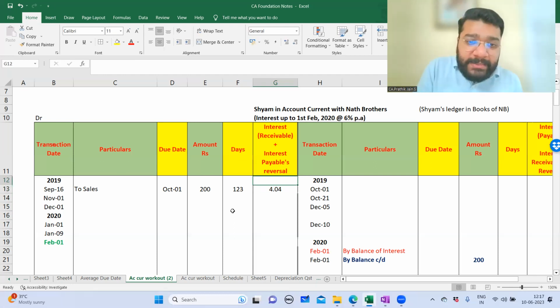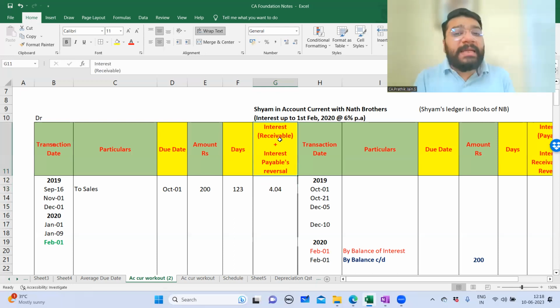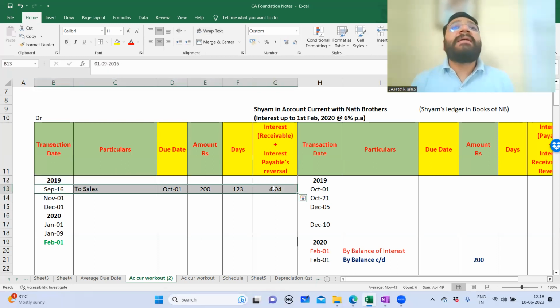4.04. So now, guys, this interest 4.04 from our viewpoint, this is Sham's account, but in books of Nath Brothers, in our book, this 4.04 for Nath Brothers, is it receivable or payable? Receivable. That's why I recorded this in the interest receivable column. Any problem? Against this particular transaction, I will be getting an interest of 4.04 rupees if this fellow does not make me the payment on or up to 1st Feb.